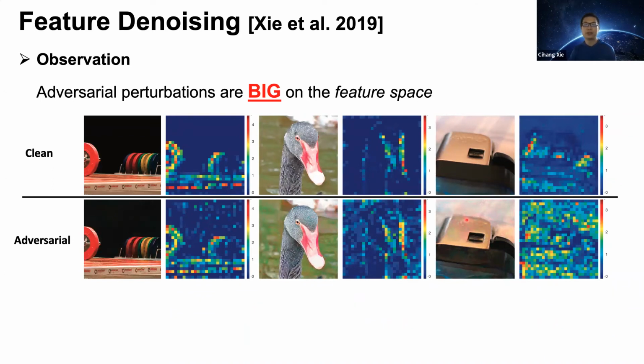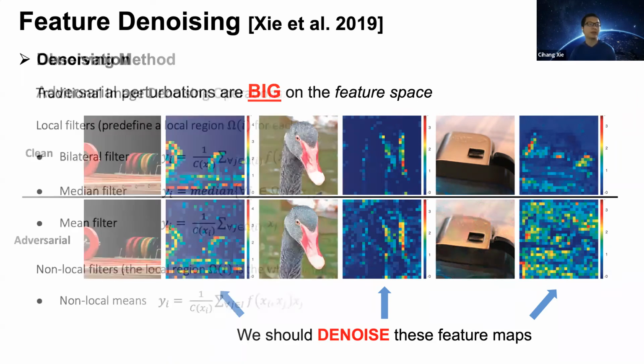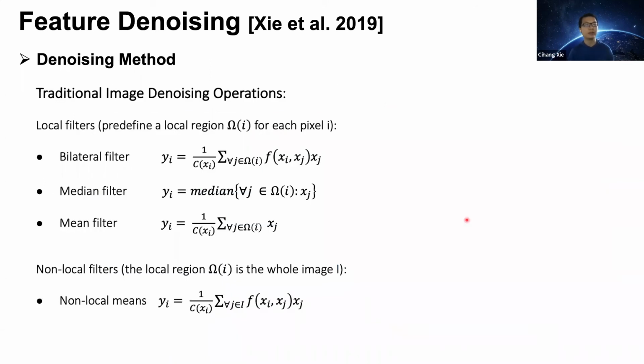So given this observation, we take a very simple step to make a more robust network. We basically say, okay, we should denoise these feature maps. For denoising feature maps, what we consider is just some traditional image denoising operations. But instead of executing them in the pixel space, we put these image denoisers in the feature space to denoise these feature maps. And we just consider some more basic filters like bilateral filters, median filters, mean filters, and non-local means.